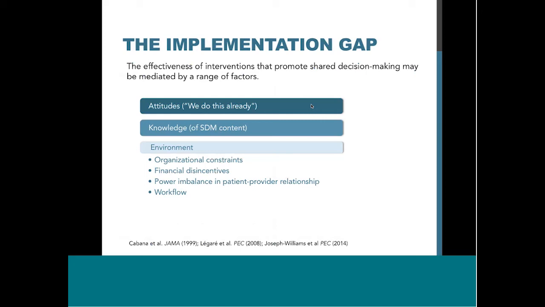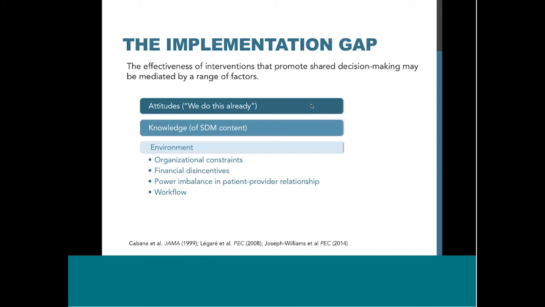And what I'm interested in is what we know about some environmental barriers. So what's happening at the organizational and health system level that could mediate the implementation of a decision aid. So, for instance, organizational constraints, not having the resources to take a paper-based tool and put it into routine workflow. There could be financial disincentives.